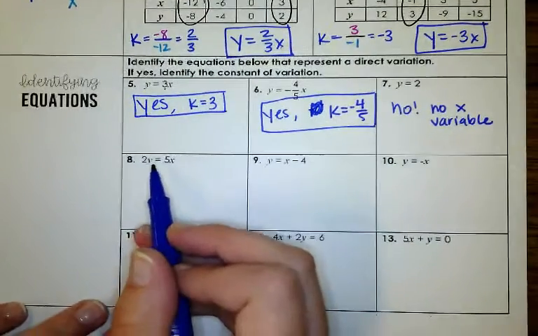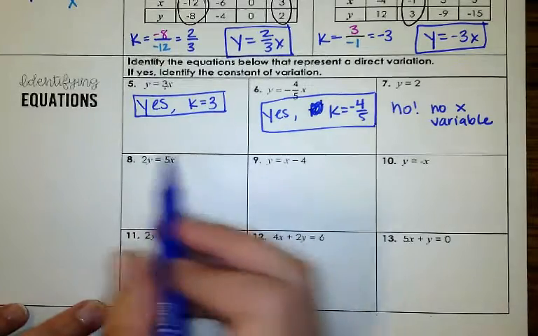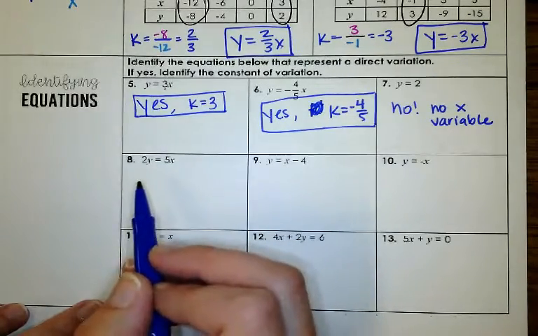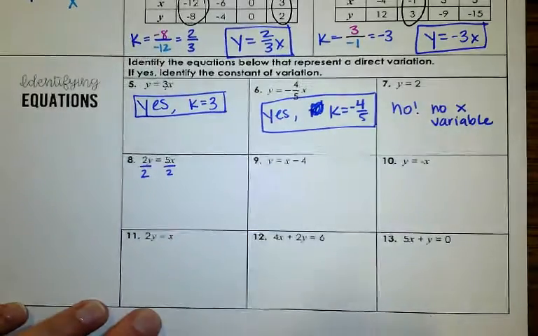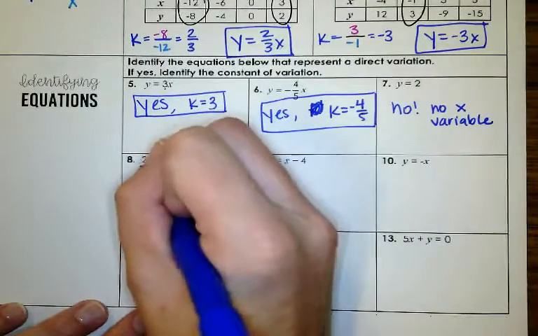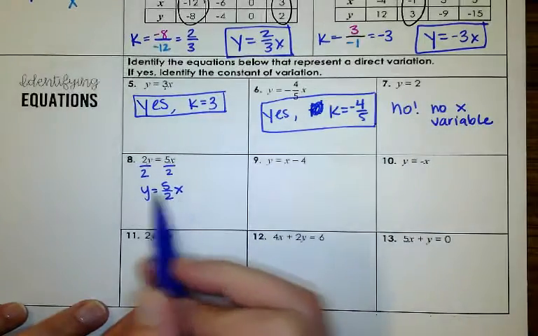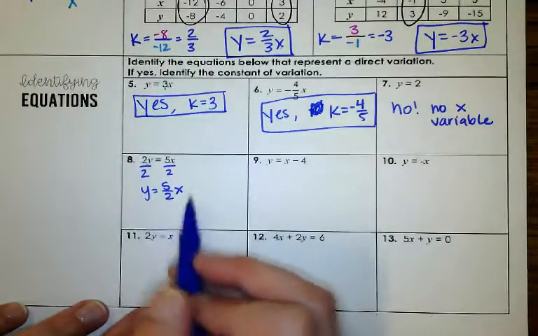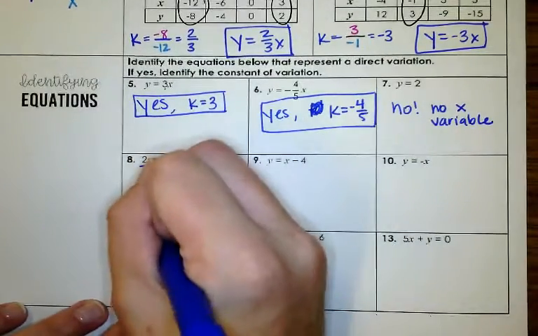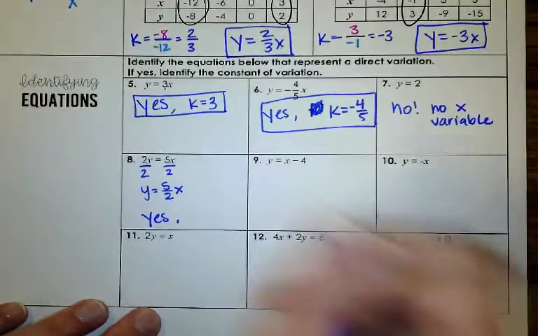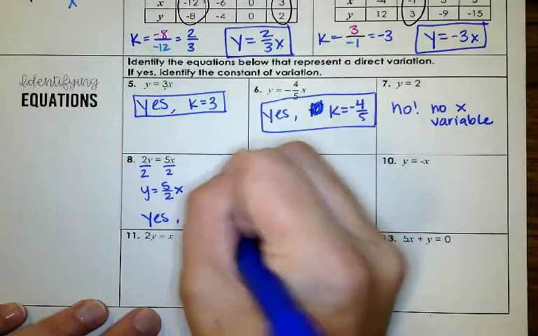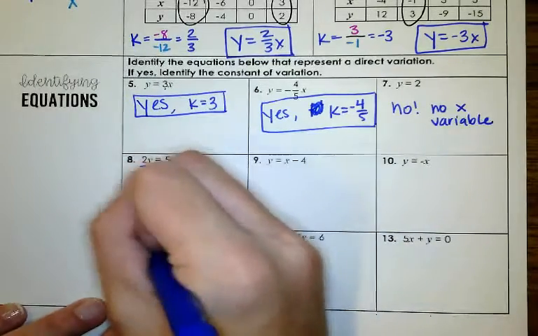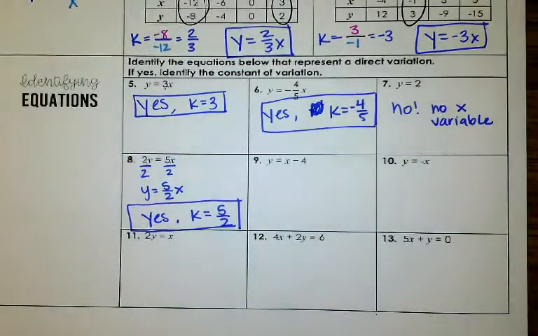Ooh, number 8 is kind of interesting. Is this going to be direct variation? Yes, but let's solve for y. So we are going to divide both sides by 2 here. So my y is equal to 5/2 x. Now, can we see, is that direct variation? Yes, 100%. What is your k? k is equal to what, y'all? 5/2. So, guys, if it's not equal to y, then just set it equal to y and find the slope, right? Or find the k.